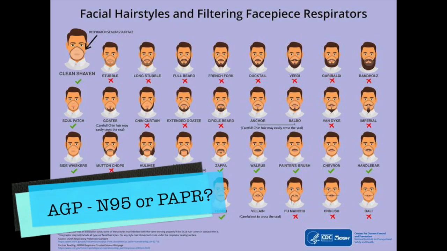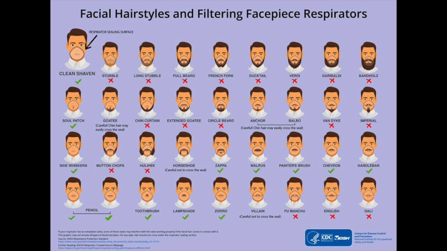The first decision you need to make is whether to use an N95 or a PAPR device. This decision is largely based upon whether or not you have a significant amount of facial hair along your chin line. Please refer to the CDC website for further guidance in this area. We will now cover how to properly don PPE using the N95 mask for aerosol generating procedures.